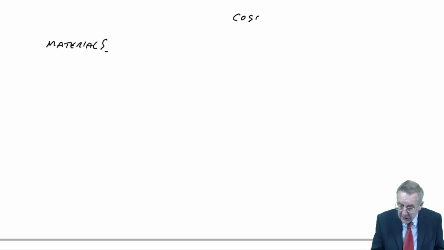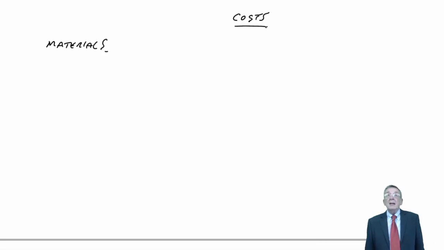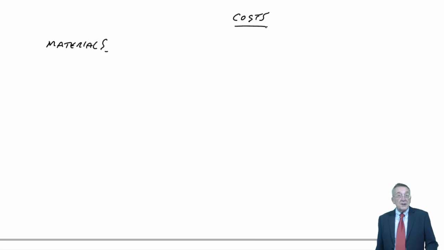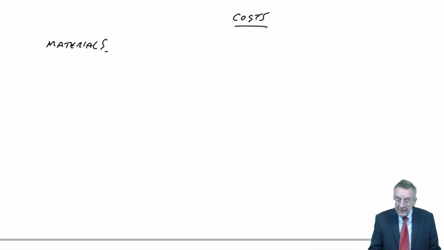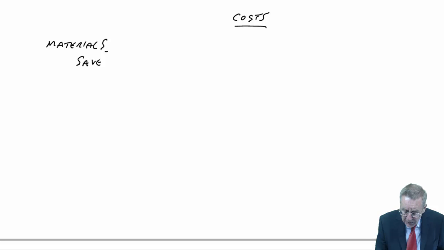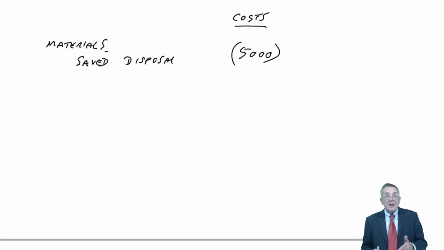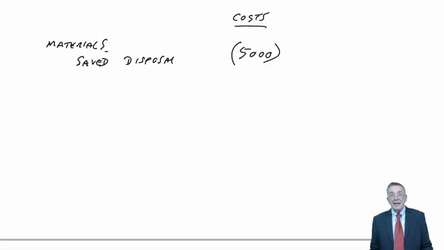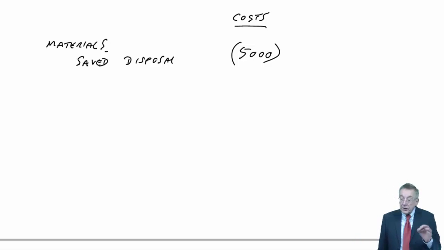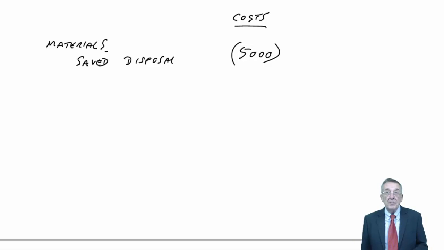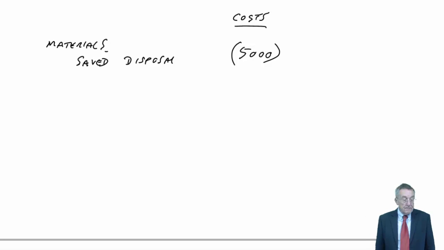Actually, I'm listing all the costs involved, but in fact, using these materials won't cost us anything. It'll save us money. It's like a negative cost. We've got the saved disposal costs, $5,000, and I'm showing it as negative because it's a negative cost. We're saving money. Again, doing the project will spend nothing. We just use these materials. Not doing it, we'd have to spend 5,000 to remove them. But it's a saving.